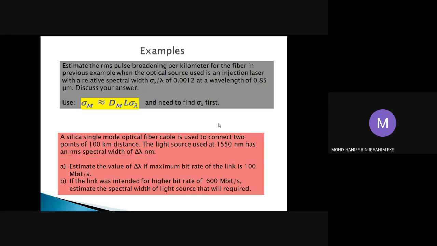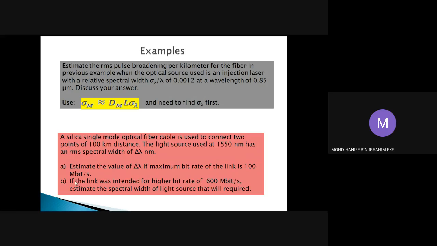So the information given is that we are having a silica single mode optical fiber. The distance of the fiber, the optical length, is 100 kilometer. The light source wavelength is 1550 nanometer, and the RMS spectral width is delta lambda nanometer. So the first question is: estimate the value of delta lambda if the maximum bit rate of the link is 100 megabit per second.